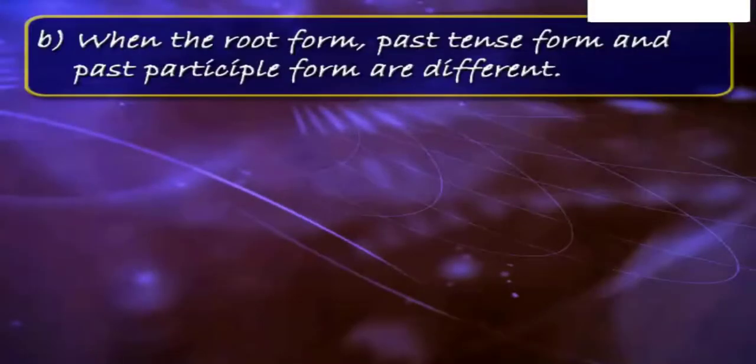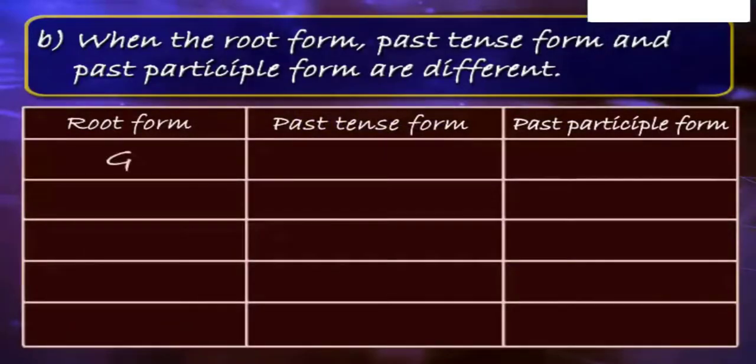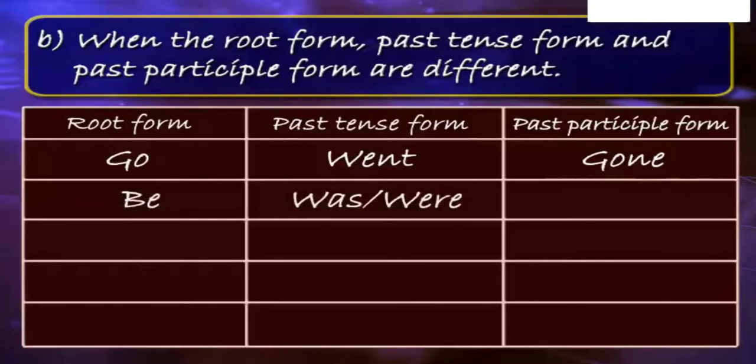Now let us see the scenario where root form, past tense form, and past participle form of the irregular verb is different. These are the hardest form of verbs as they don't follow any rules, hence they should be learnt by heart. For example, go in the root form becomes went in the past tense form and gone in the past participle form. Similarly, be in the root form becomes was or were in the past tense form and been in the past participle form. And so on.